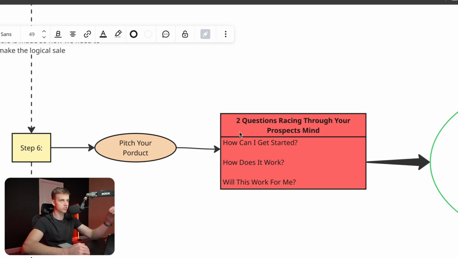But when you're at step 6, there's going to be not 2, there's 3 questions going through your prospect's mind. The first one is, okay, I understand this works, right? I'm sold on it. I believe this works. The belief has shifted. How can I get started? How does it actually work, right? How can I use this? And will this work for me? Because maybe my situation is still different and I'm not like the students you showed.